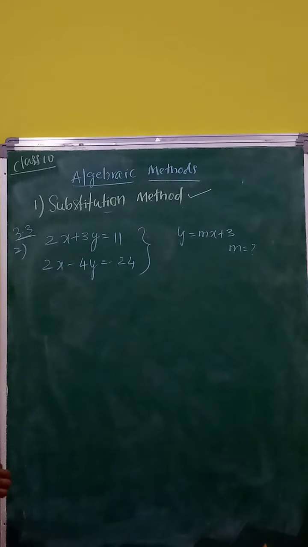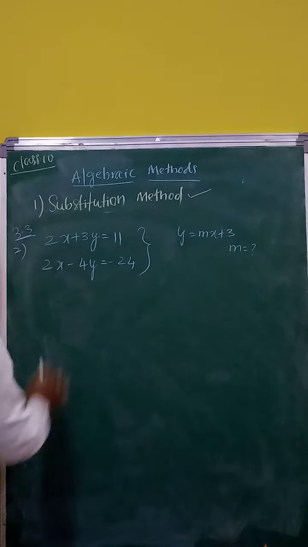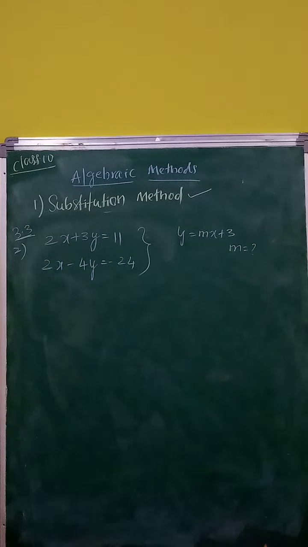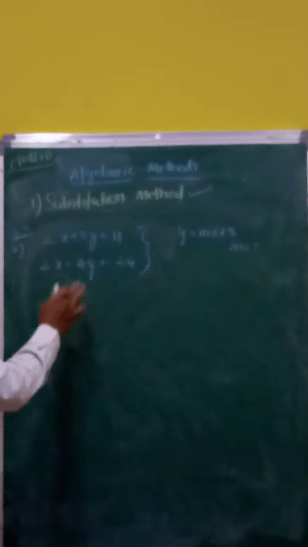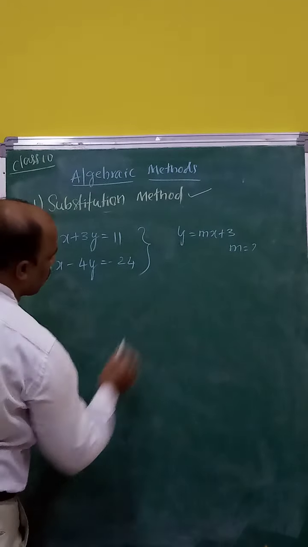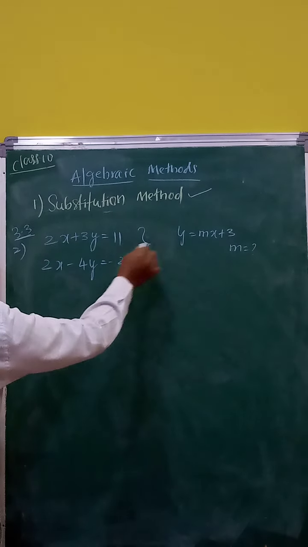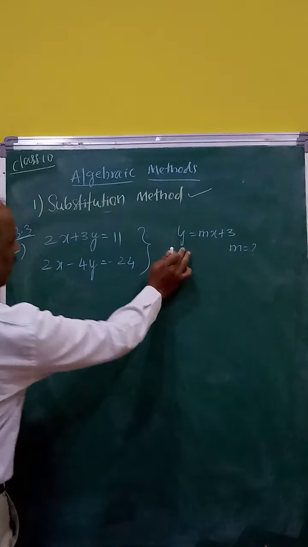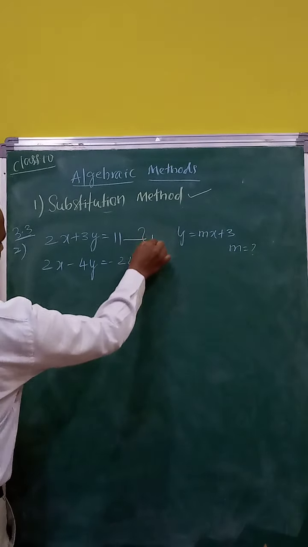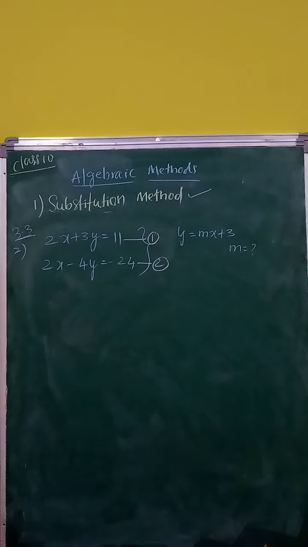Second question, I will explain how to do; the remaining you have to do. 2x plus 3y is equal to 11, and the next one, 2x minus 4y is equal to minus 24 are given. Also y is equal to mx plus 3, and then find the m value. It means that using the substitution method we have to find the x and y values, and then substituting the two values here, you get m. Take this as equation 1 and this as equation 2.